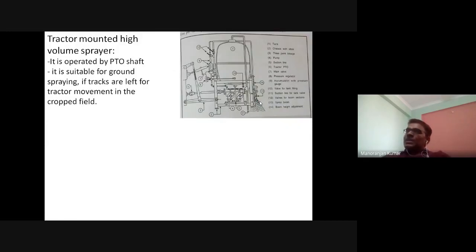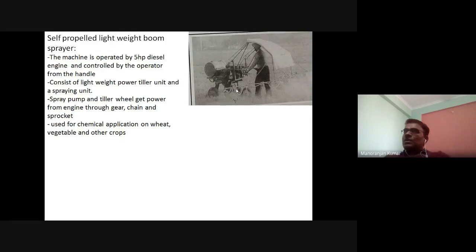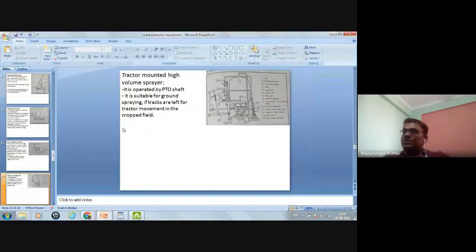The other example is the tractor mounted high volume sprayer. This sprayer is operated by the PTO shaft, the power takeoff shaft. It will take power from the PTO shaft of the tractor. So it is suitable for ground spraying if tracks are left for tractor movement in the cropped field. So this is the high volume sprayer. I will show you some video related to this high volume sprayer.